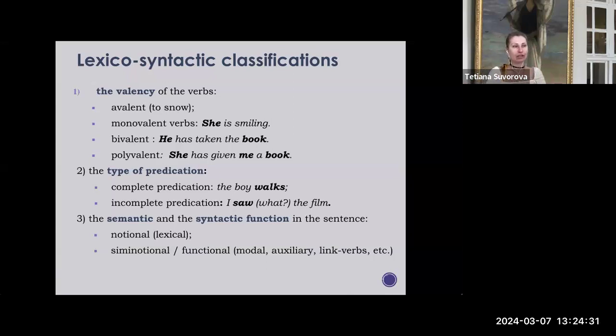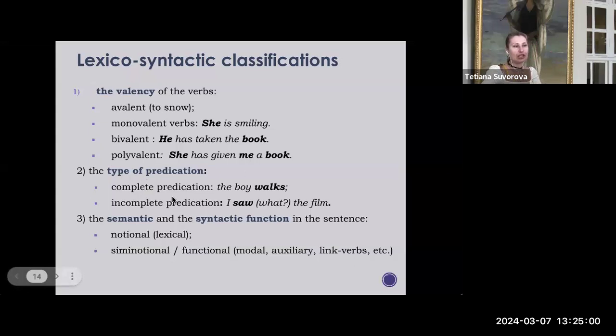And polyvalent: we can add several objects to one verb. For example, she has given me a book. So who, me; give what, book. Both objects, me and book, correspond to and depend on the same verb. And also on the left-hand combinability, we can see the combination with the subject.